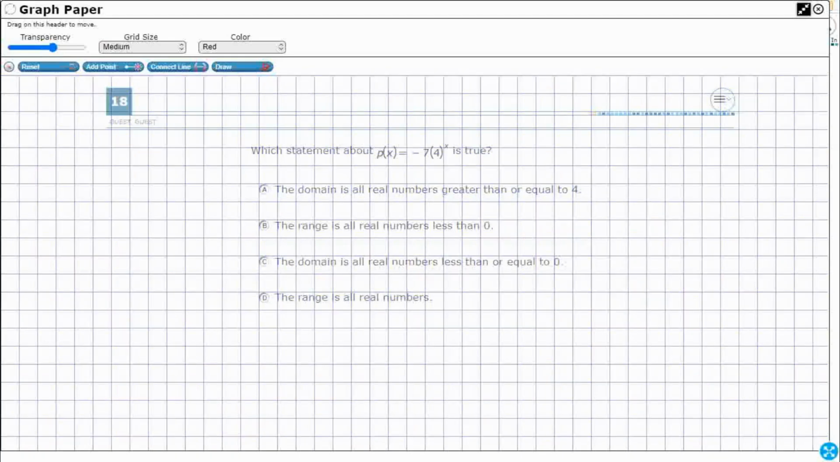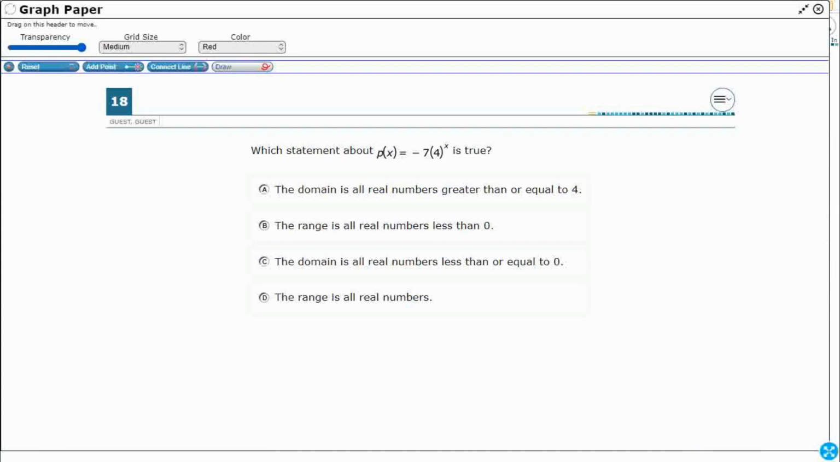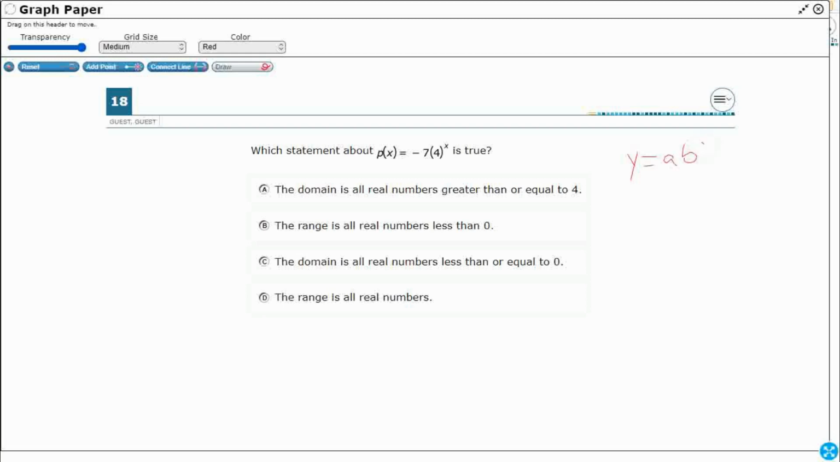A lot of our work in Algebra 1 is with linear equations and quadratics, but we also have exponentials. So our exponential is y equals a times b to the x. In this case, our y is replaced by p of x. This a is going to be our initial amount. If we are talking about investing money, that's going to be our principal, the amount of money we're investing. Sometimes we use it with population growth, and it's going to be the starting population.